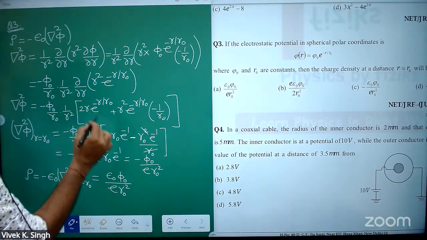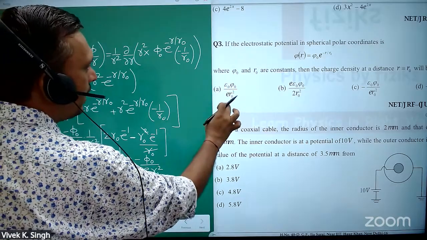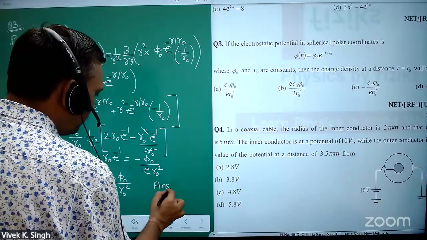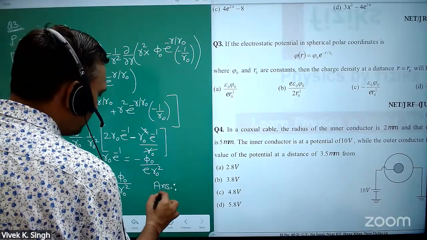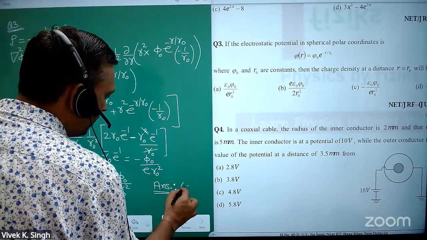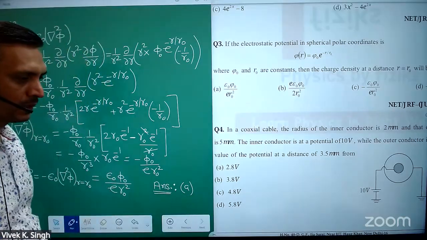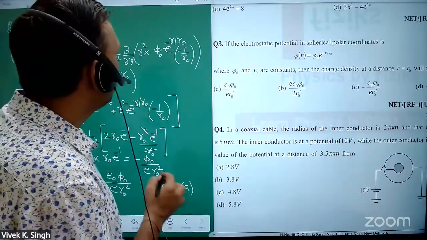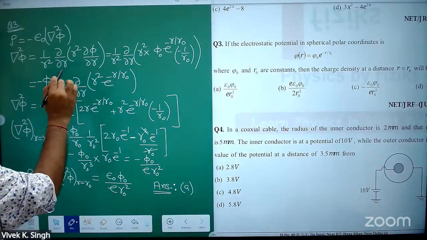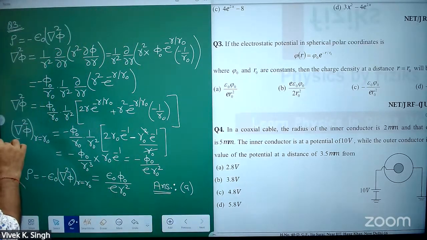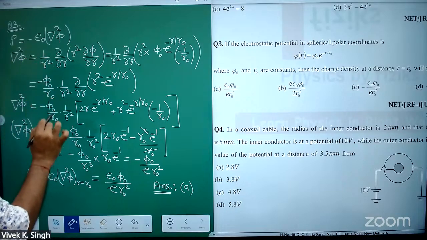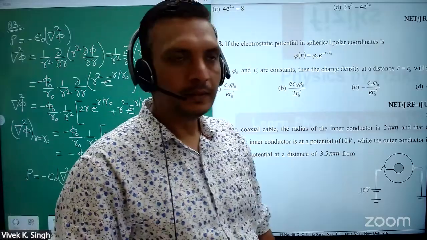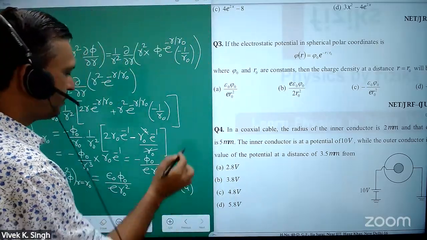So which option is correct? Option A is correct. Is it clear? So you should remember the formula, and then how to apply Poisson's equation, and then you should calculate it. ठीक है? चलो. So option A is correct.